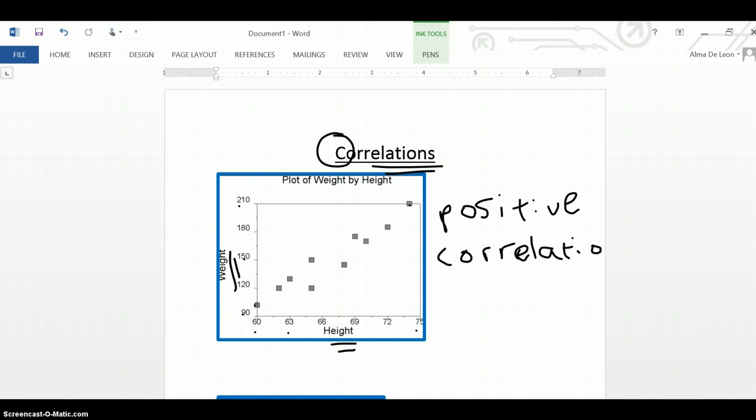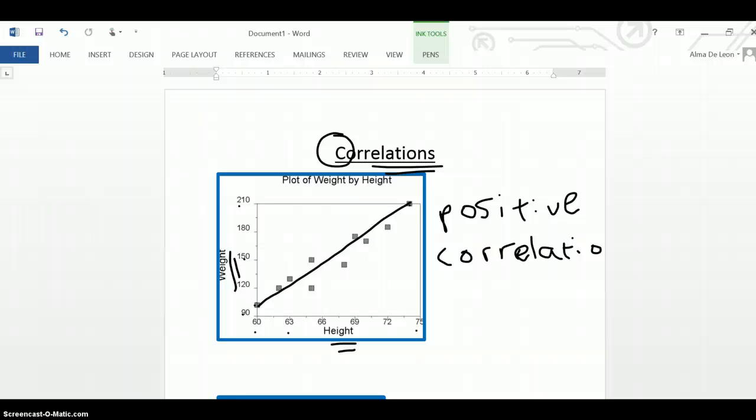You can notice that these dots are going up. And if we try to draw a line to kind of fit all of these dots, include as many dots as possible, we would have a line that looks something like this. It's not perfect because there's not a perfect relationship between weight and height, but it's what we call a line of best fit.